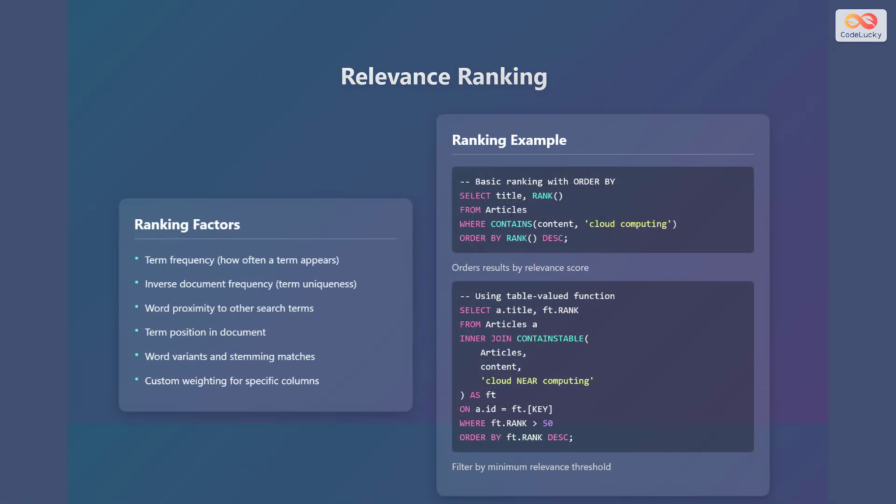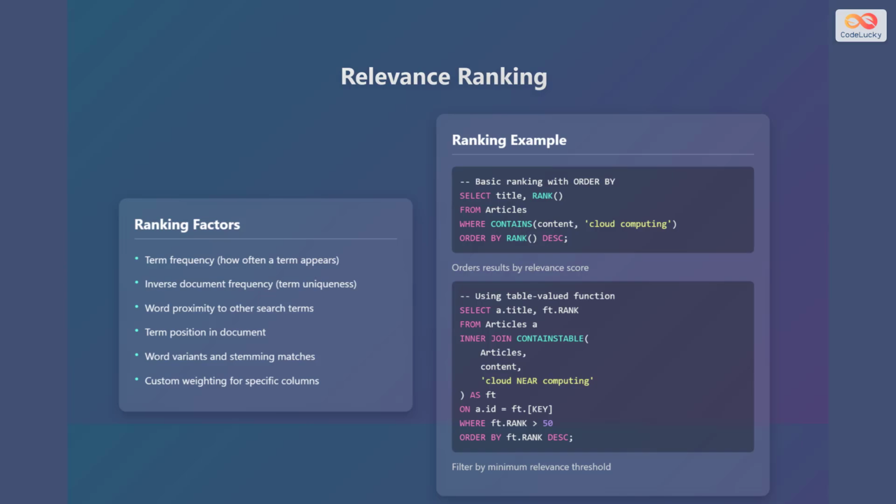Relevance ranking is an important aspect of full-text search. Factors influencing relevance ranking include term frequency, which measures how often a term appears in a document, inverse document frequency, which assesses term uniqueness across the entire dataset, word proximity to other search terms, term position in the document, word variance and stemming matches, and custom weighting for specific columns.